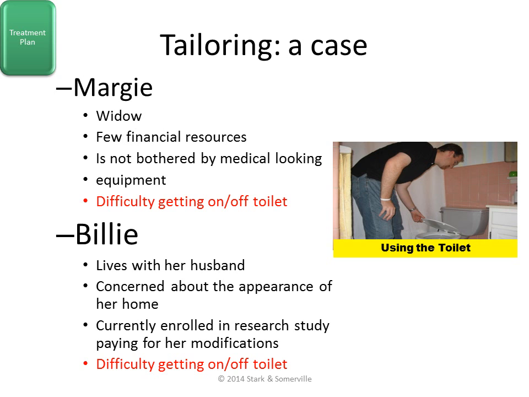She was a widow who, obviously, lived by herself and had very few financial resources. She didn't really care what her stuff looked like. She was not bothered by medical looking equipment, but she had difficulty getting on and off the toilet. Then we had Billy, who lives with her husband, and she's very concerned about aesthetics and the appearance of her home. She takes a lot of pride in that. She's currently enrolled in a research study that will pay for her modifications, so finances are not as much of an issue. And she also has difficulty getting on and off the toilet.